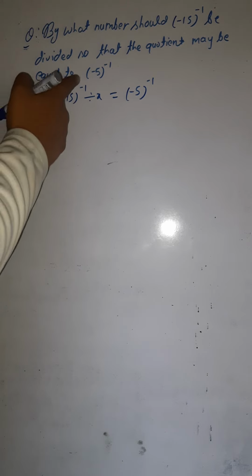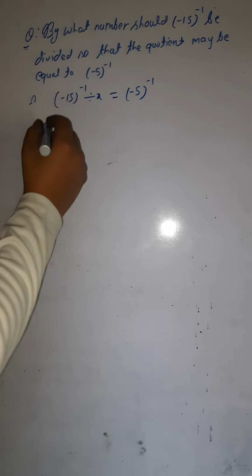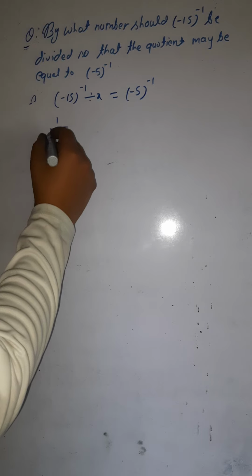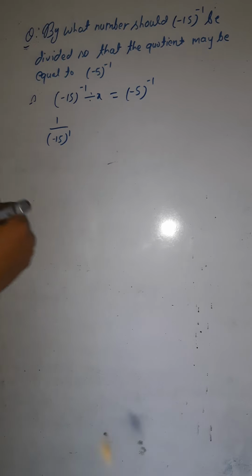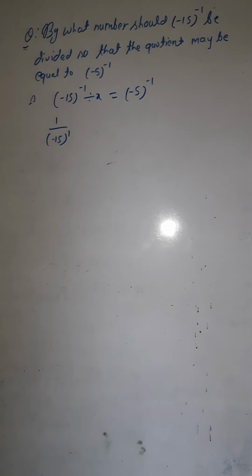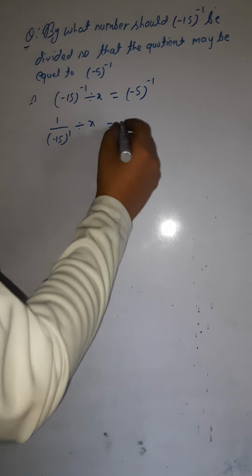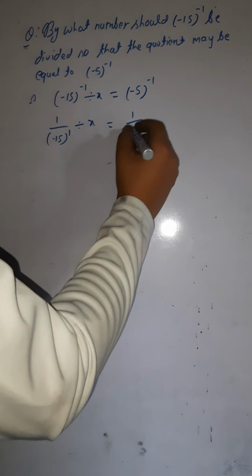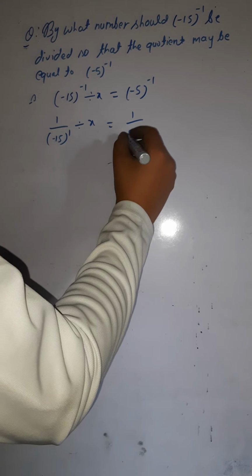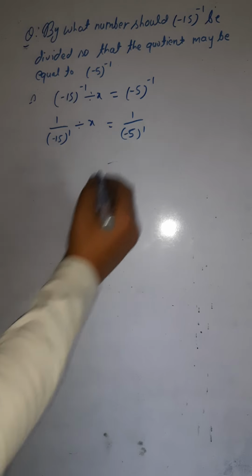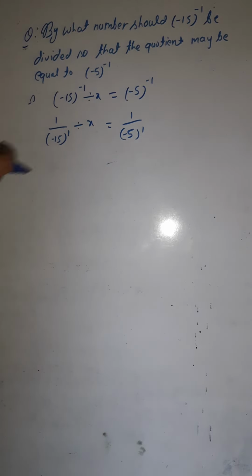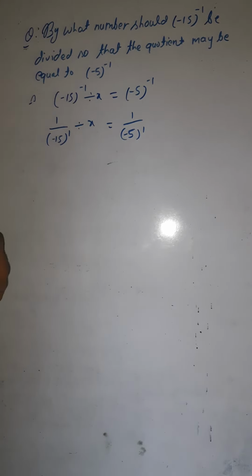First, I would change it into positives. This minus 15 raised to the power minus 1 can be written as 1 by minus 15 raised to the power plus 1, divided by x, would be equal to, similarly here also, 1 by minus 5 raised to the power plus 1. Hope you are getting this. Already knowing this all. Okay.